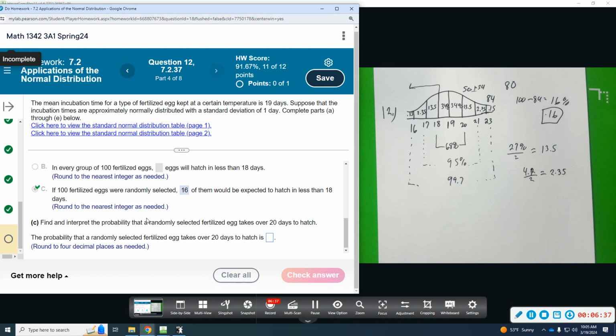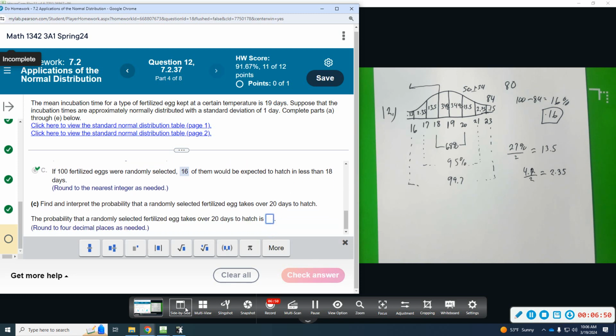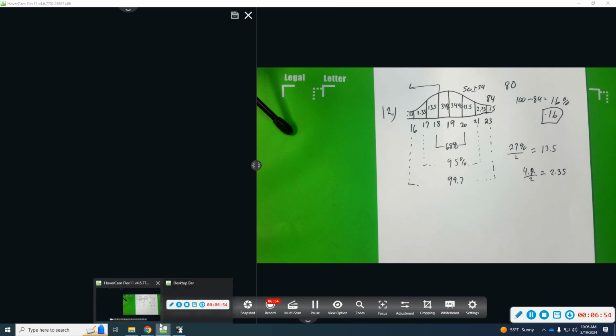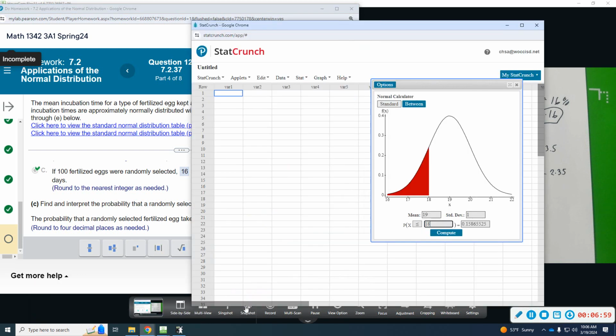We want to find and interpret the probability of fertilized eggs that take over 20. So if I go over 20, it's the same proportion as less than 18. We're going to get 16. This time, if we did the exact numbers with StatCrunch, I'm going to show you that. It should be the same thing, the 0.1586, 0.1587 when we round it.